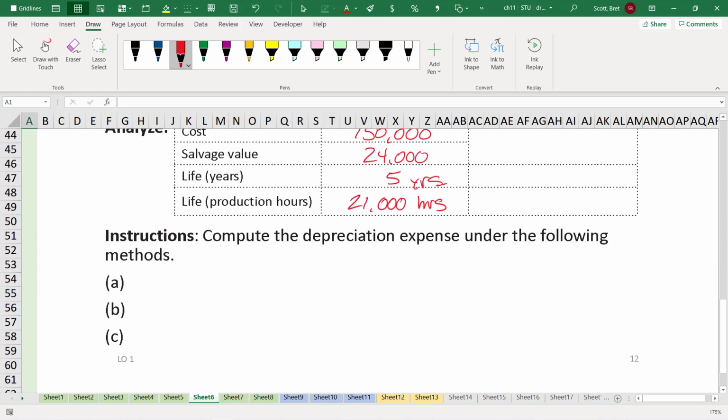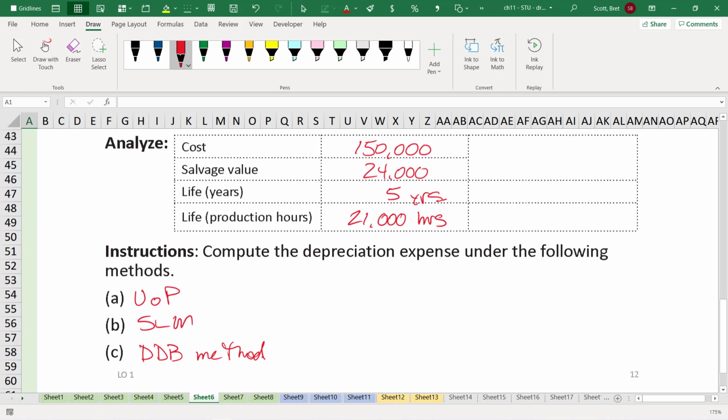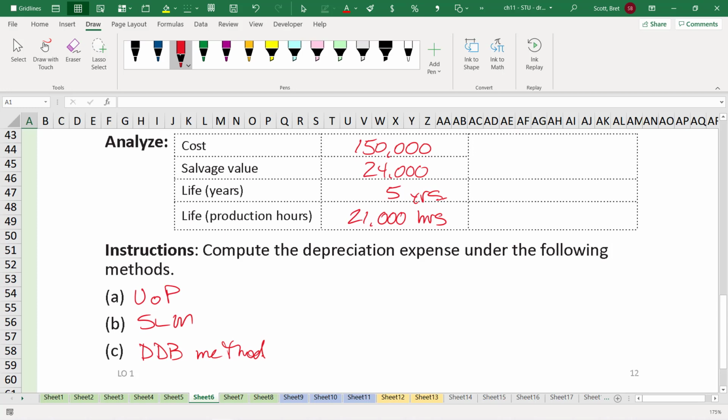What we want to do with that is calculate depreciation under units of production, the straight line method, and the double declining balance method. And when we do that, it's UOP. Sorry, I have fun when I do this. What can I say? So, let's go back to the analysis here.